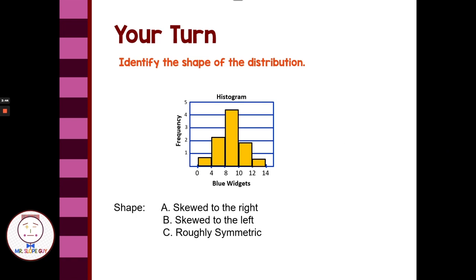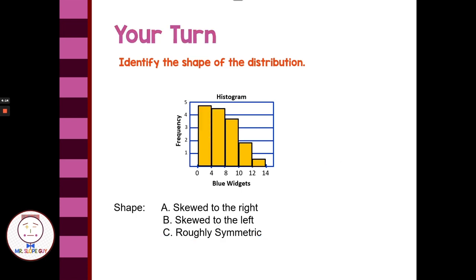All right, can you identify the shape of this distribution? We have a histogram. Is it skewed right, skewed left, or roughly symmetric? Not exactly symmetric, but roughly symmetric. We can have a little bit of variation, but it's roughly looking like a bell curve, like our normal distribution. It looks roughly like we have the same amount of data on the left and right. We would say that is roughly symmetric.